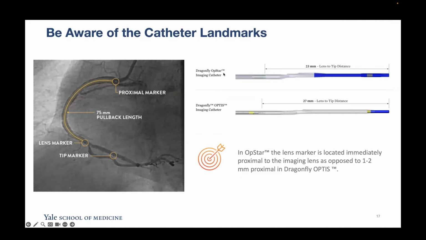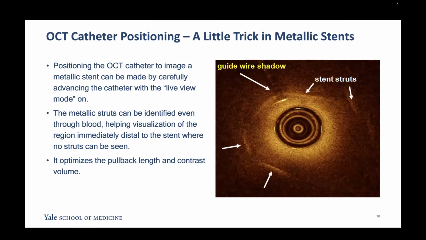I think OpStar is back to market, so anytime soon we should have a new load of OpStar catheters. The main difference is that the lens in OpStar is closer to the tip of the catheter as opposed to the Optis catheter. It's 23 millimeters as opposed to 27, and in OpStar, the marker is just proximal to the lens, so you know exactly where you are. Just be mindful, and actually it's a good thing that the lens is closer to the tip, so we can see more of the vessel.